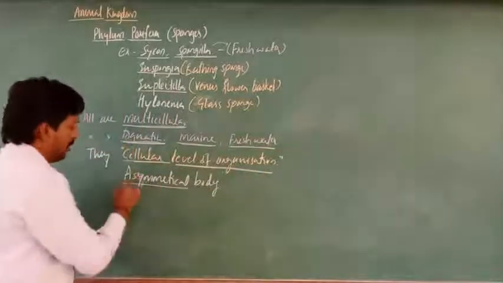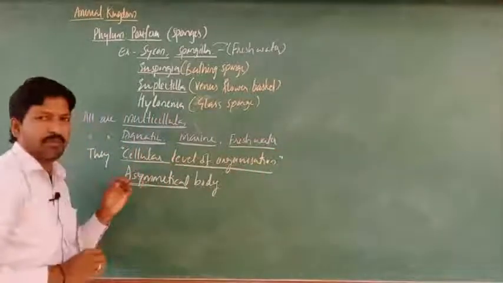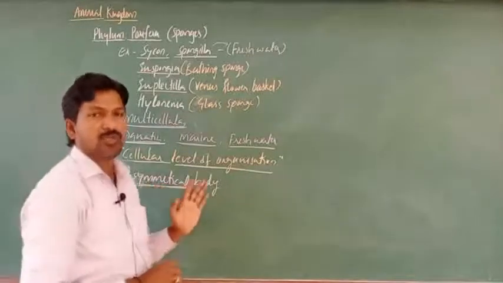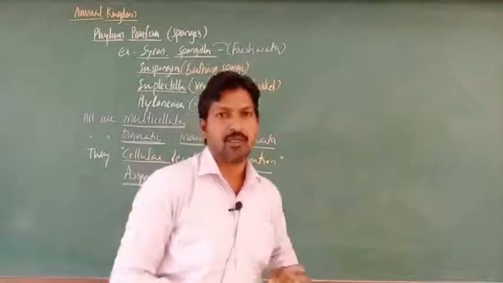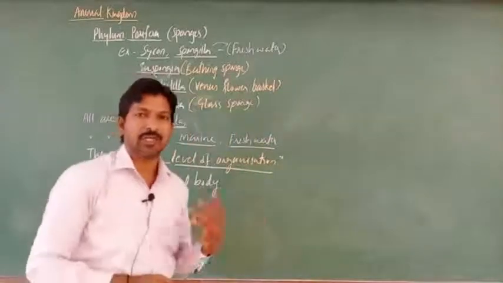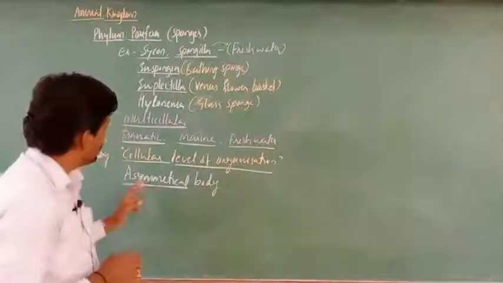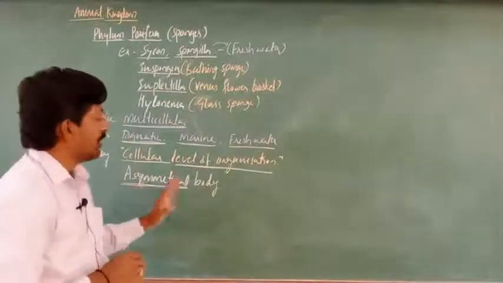So most of them show an asymmetrical body. Asymmetrical. There is no symmetry, no bilateral or radial symmetry. They cannot be divided into two equal halves, as you know. So asymmetrical bodies are there.